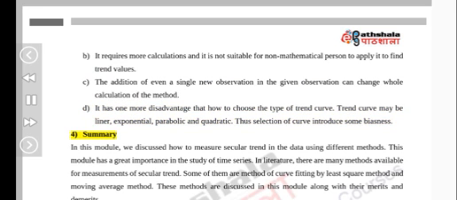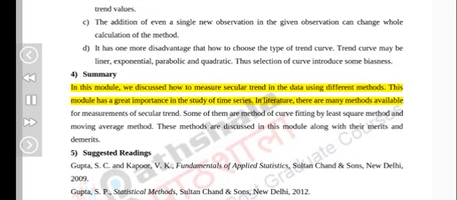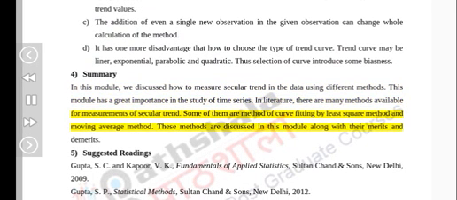4. Summary. In this module, we discussed how to measure secular trend in the data using different methods. This module has great importance in the study of time series. In literature, there are many methods available for measurement of secular trend. Some of them are the method of curve fitting by least squares and the moving average method. These methods are discussed in this module along with their merits and demerits.